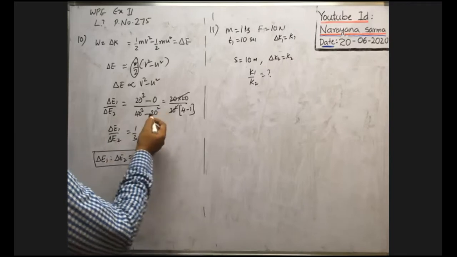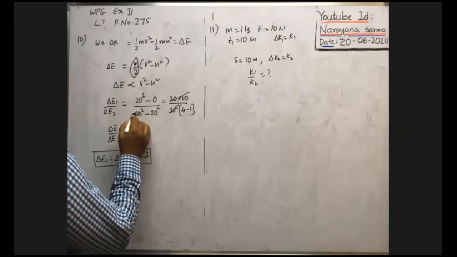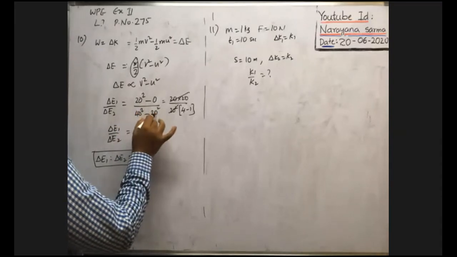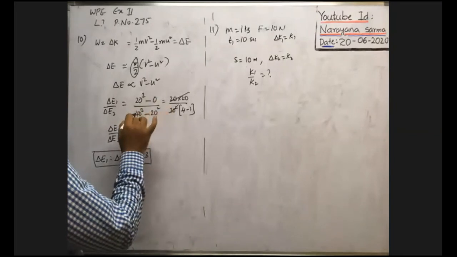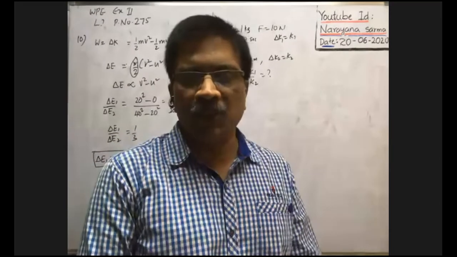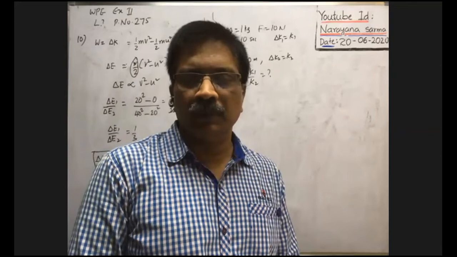Okay, here this 40 can be written as 2 into 20, no? 2 into 20 whole square. That means 2 square into 20 square minus 20 square. In both the terms, 20 square I have taken common. 2 square minus 1 is there, meaning 4 minus 1. Okay.